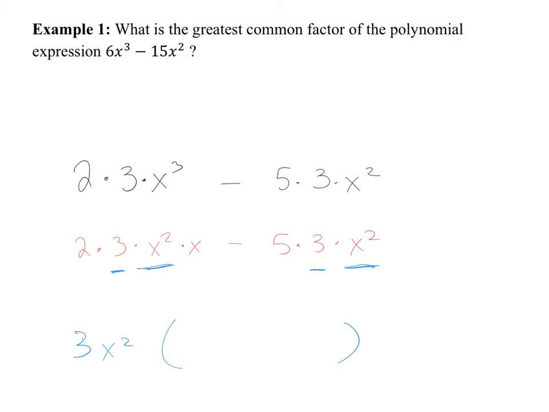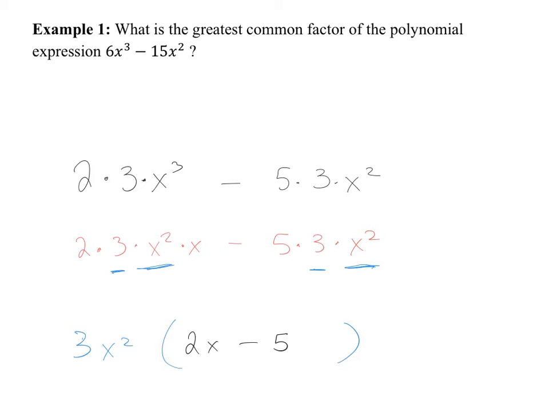So what do you got? 2 and 5 and x. Let's put it in that order, right? So 2x minus 5. Again, look, whatever we didn't underline as a common factor is left behind. The other parts, the 3x squared, has been removed out front.